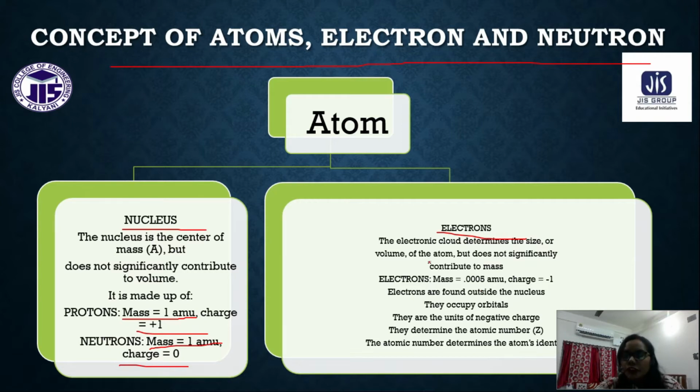The electronic cloud determines the size and volume of the atom, but does not significantly contribute to the mass. The mass of the electron is 0.0005 mu, a very small particle, and its charge we consider as -1. The electrons determine the atomic number, and we indicate the atomic number of any element by Z.